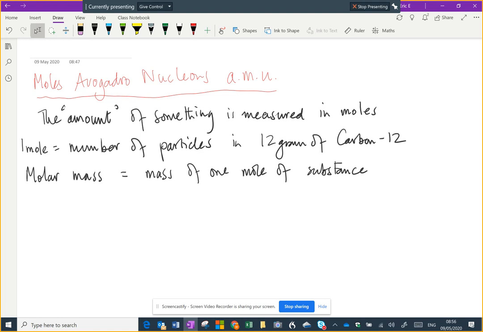And you need to know that it's in grams. It's the mass of 1 mole of a substance. So you can see that this argument is kind of circular. It's kind of torturous. It's kind of, well, we don't know what's going on here, but we'll just say it's kind of carbon and it's 12 grams.